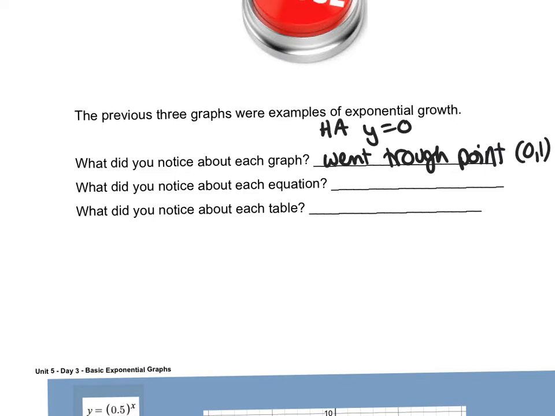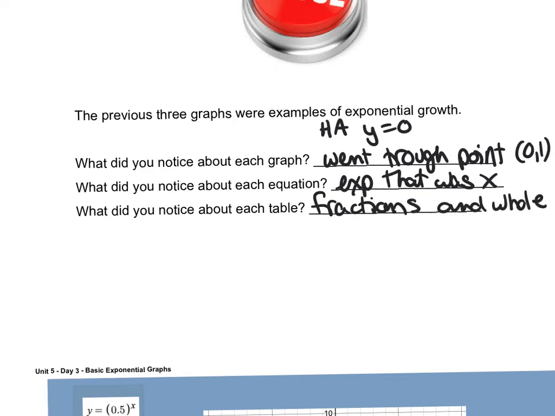What did you notice about each equation? Each equation had an exponent that was x. They were all exponential functions. And what did you notice about each table? Every table had fractions and whole numbers, or integers.